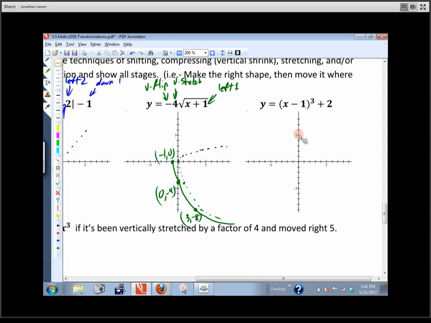Okay, let's take a look at this one. I'm going to give you about a 30-second head start. Identify what the graph is, what shape it is, and figure out what transformation has been done to this.